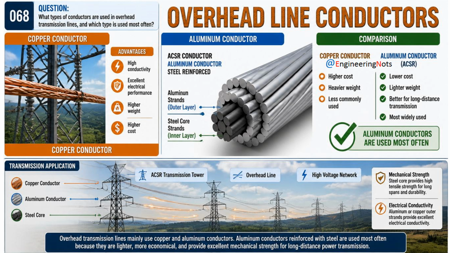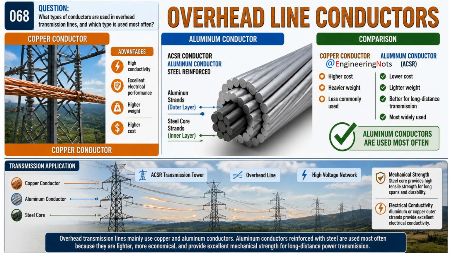Question 68. What types of conductors are used in overhead transmission lines, and which type is used most often? The most common conductors used in overhead transmission lines are copper conductors and aluminum conductors. Today, aluminum conductors are used more widely in high-voltage transmission systems because they are lighter, more economical, and suitable for long-distance power transmission. To improve their mechanical strength, aluminum conductors are often reinforced with steel strands at the center. This type of conductor is commonly known as aluminum conductor steel reinforced, or ACSR.